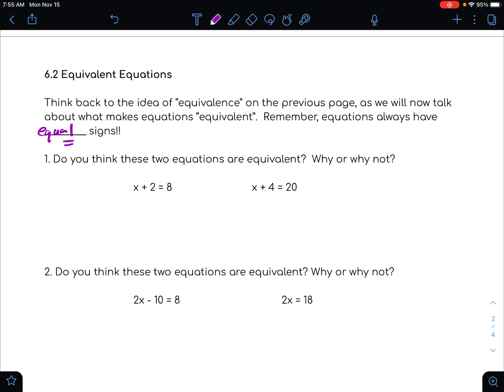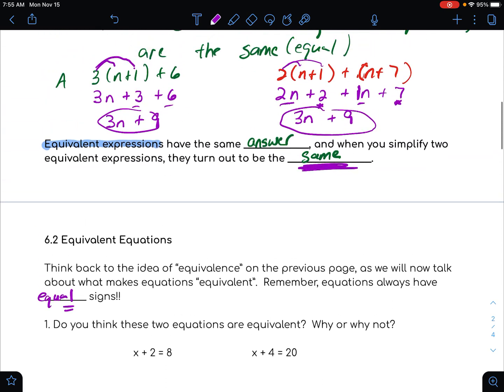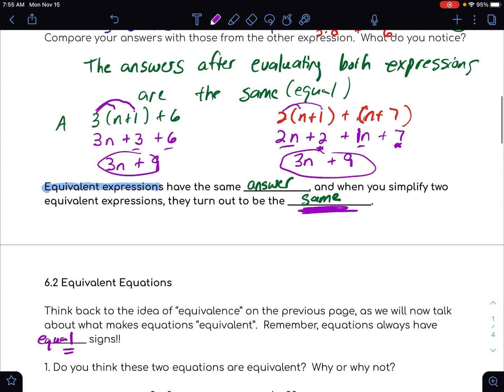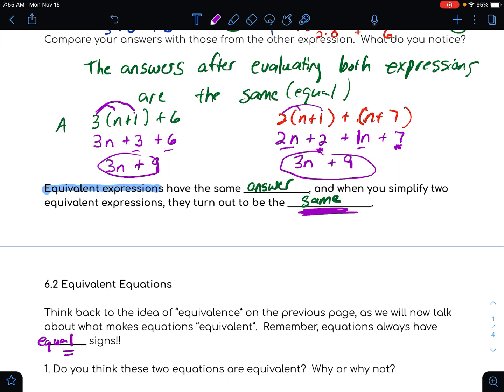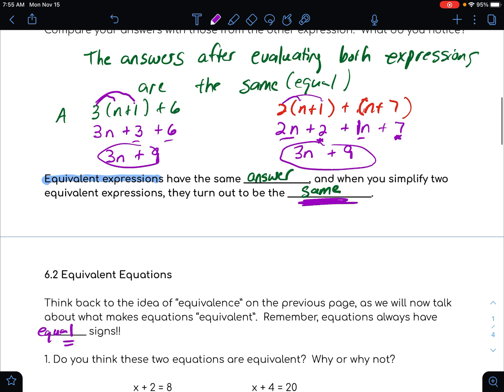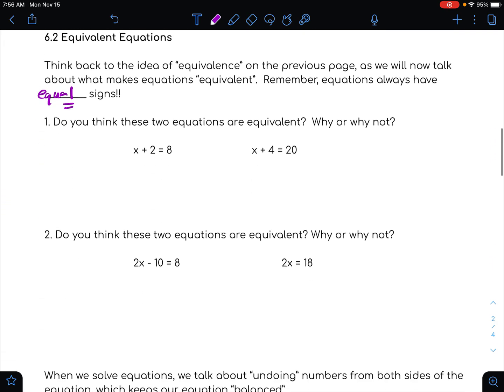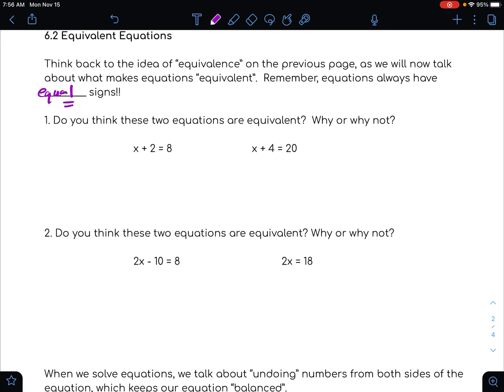All right, so what does it mean to have two equations equivalent? It must be related to something we talked about on the previous page, maybe. Equivalent expressions have the same answer. And when you simplify two equivalent expressions, they turn out to be the same. So what do we do with equations typically? At least in the first few sections of this unit, we have been doing a lot of solving equations. All right? In other words, we're trying to get the value of x. So let's look at the first two and think about solving these.